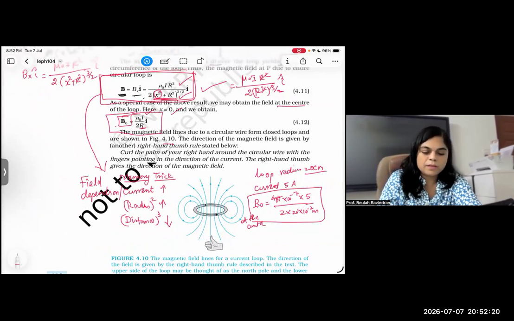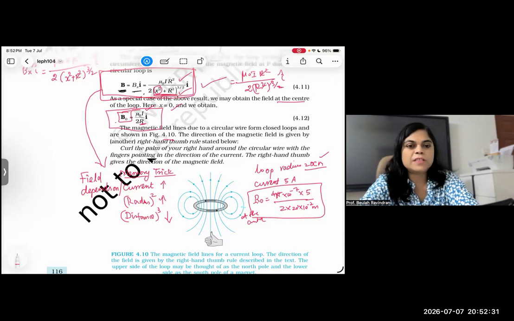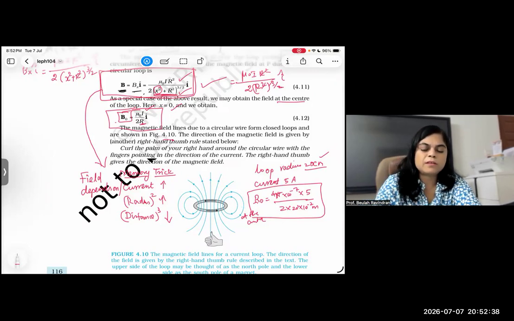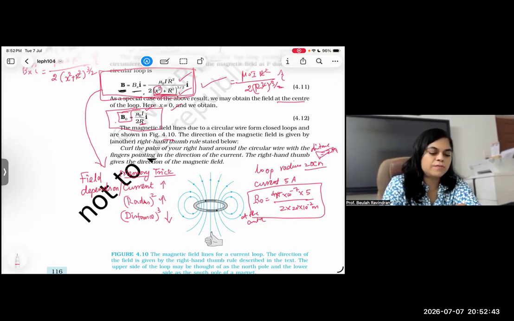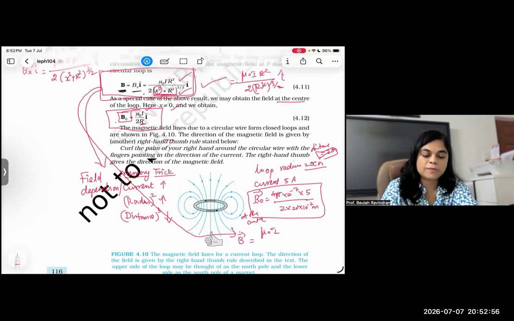this is the answer. Generally, for the magnetic field due to the whole loop at some point P at some distance, if the distance is given, suppose the distance is 2 meter, then you have to use this formula. If you use this formula, students have committed some mistakes. You have to represent B as a vector, so the vector sign is very important.